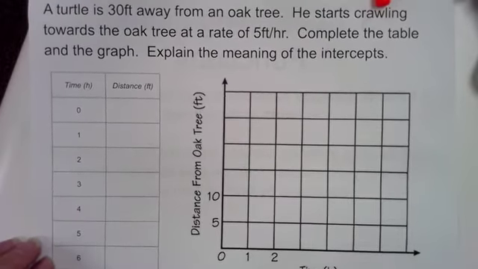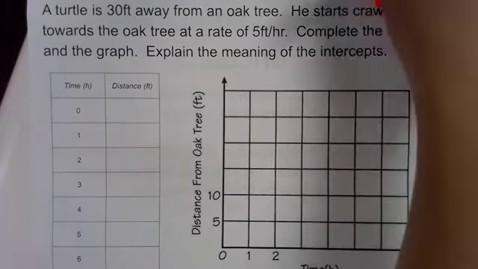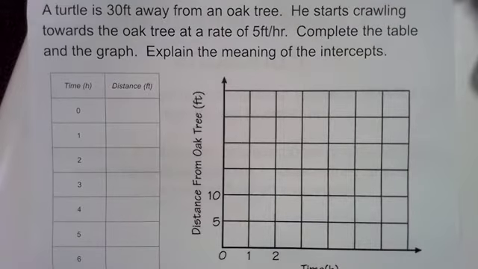Okay, a turtle is 30 feet away from an oak tree, and he starts crawling towards the oak tree at a rate of 5 feet per hour. Pretty darn slow, but it is a turtle, so I guess that makes sense. Complete the table and the graph, and then we're going to talk about the meaning of the intercepts. We're going to talk about what the x and y intercepts are.